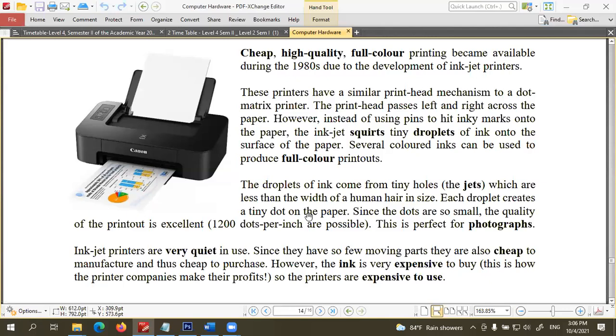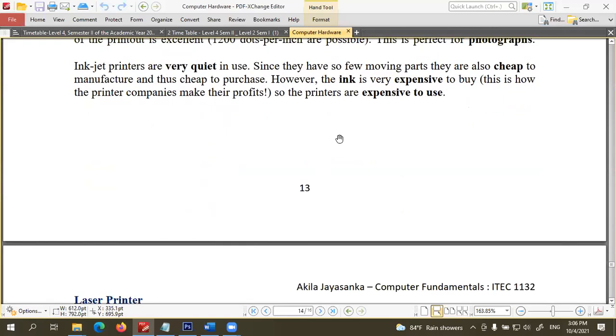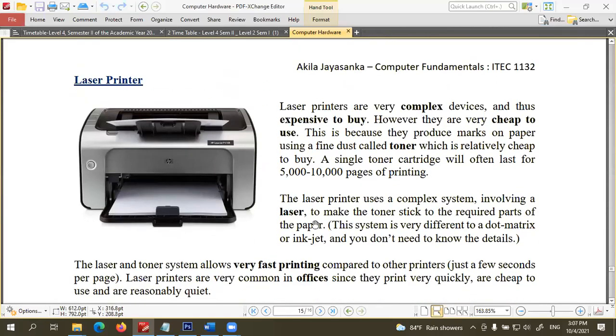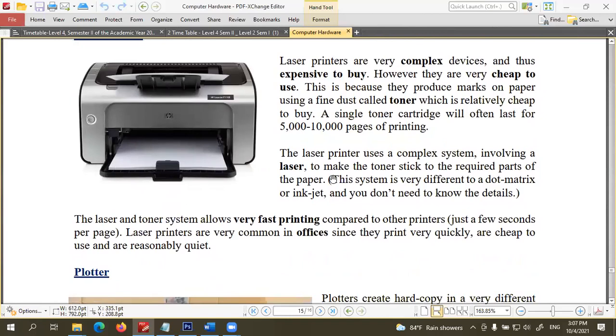The price varies with the quality. Then children, laser printers. These are very expensive, and the cost per printout is also high, but the quality is very good. So in photo printing and invitation card printing, these laser printers are used. They are very fast and generate no noise.